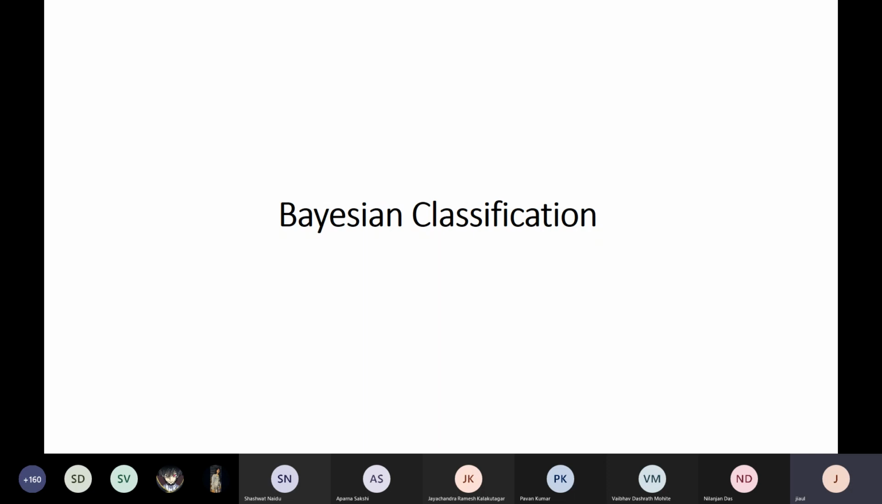So now we will look into another classification technique called Bayesian classification. We have seen so far various kinds of classification: logistic regression, k-nearest neighbor, neural networks, and so on and so forth. Now we are going to see how we can use the Bayes rule, Bayesian statistics, to do classification.